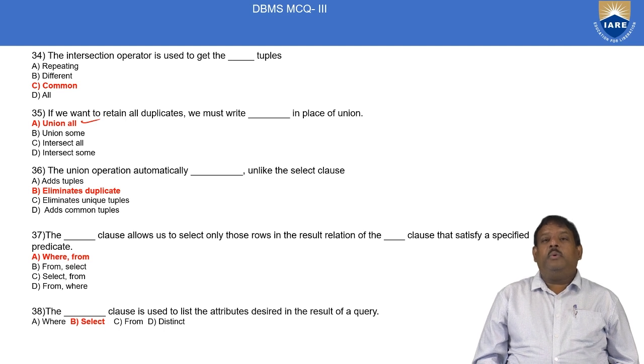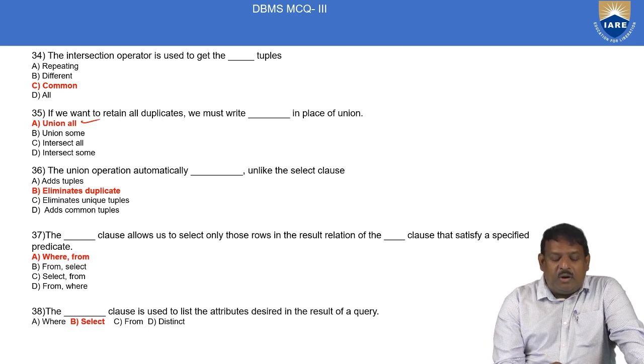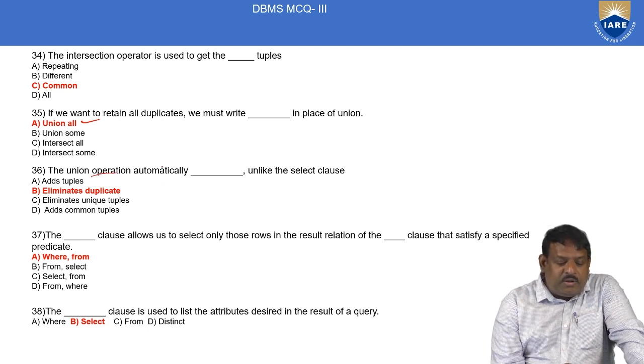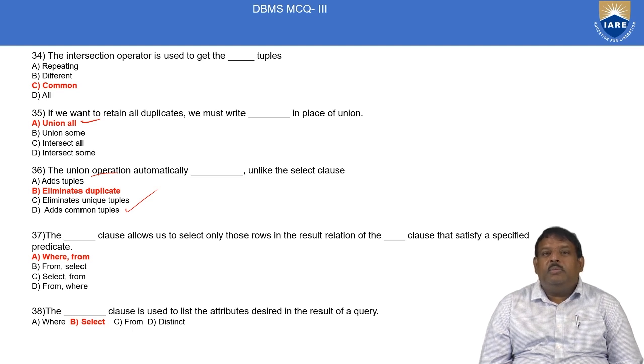Next, the union operation automatically, unlike the select clause. So what does the union operator do? Union operator is going to remove duplicates. So unlike the select clause, what does the select clause do? The select clause will not add tuples, will not eliminate duplicates, and cannot eliminate unique tuples or add common tuples. So all these are not possible with select. The only thing that is possible by union is to eliminate the duplicate tuples.